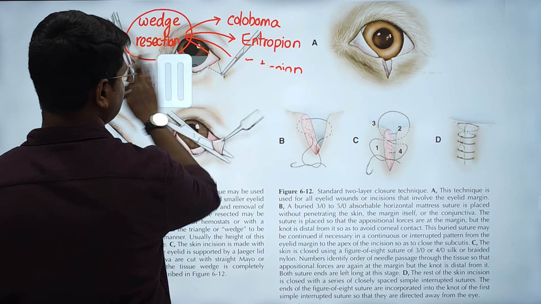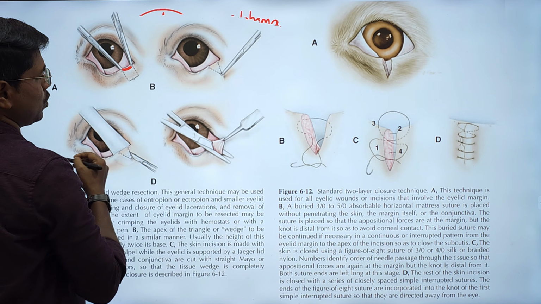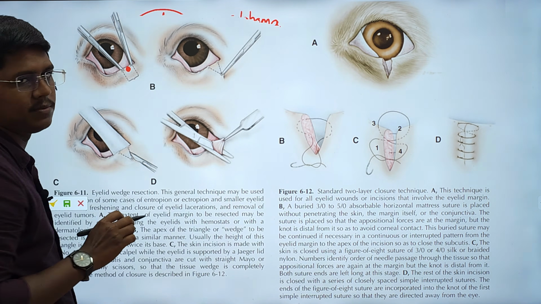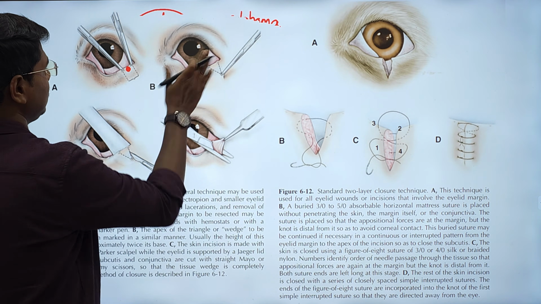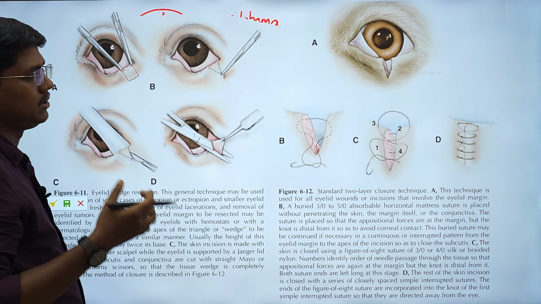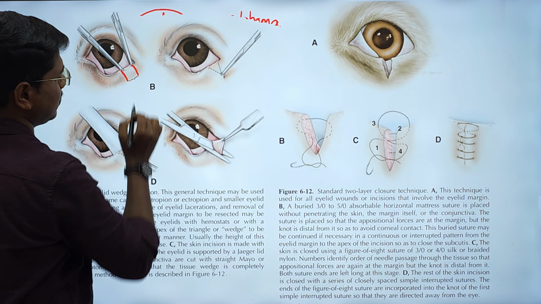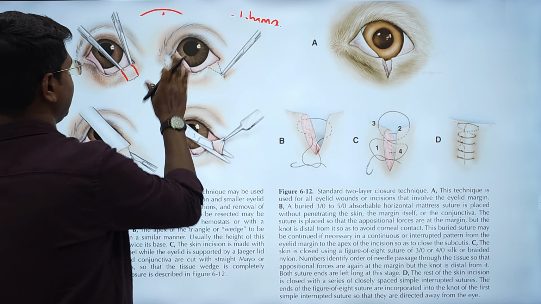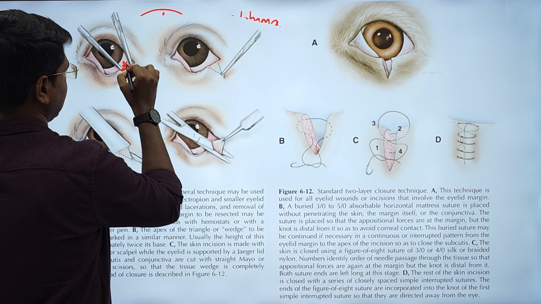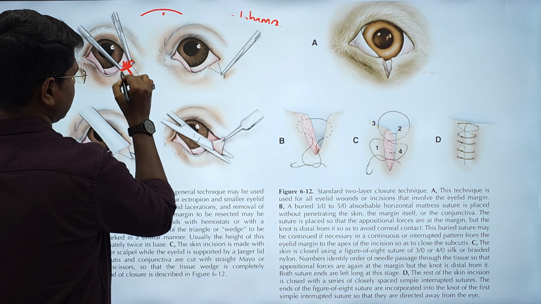So what is wedge resection surgery? Suppose this part has agenesis or coloboma, or suppose there is a small tumor here, or this small part has some ectropion or entropion. Then you have to identify these 2 points. Using a surgical marker, you can identify those points and draw lines, whatever length is required. Usually, suppose this length is 1 centimeter, then this here will be the apex of the triangle.